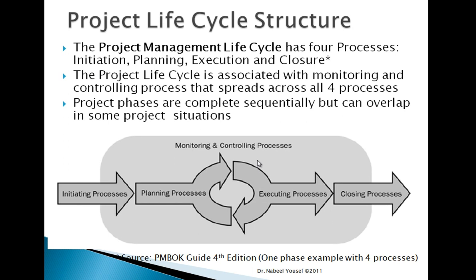The structure for the project life cycle is composed of 4 processes: initiation of the project, planning for the project, the execution itself, and the closure. The project life cycle is associated with a monitoring and controlling process that spreads across all 4 processes, as you can see in this figure here, which has also been taken from the Project Management Body of Knowledge guide, the 4th edition, from the Project Management Institute.